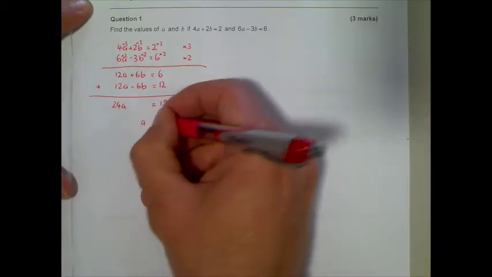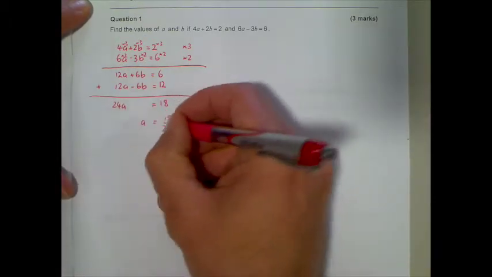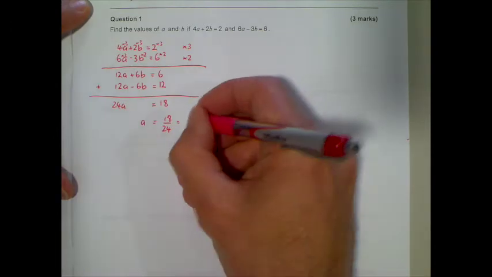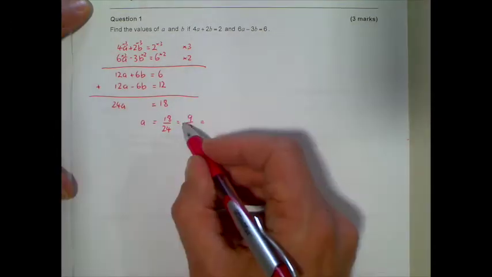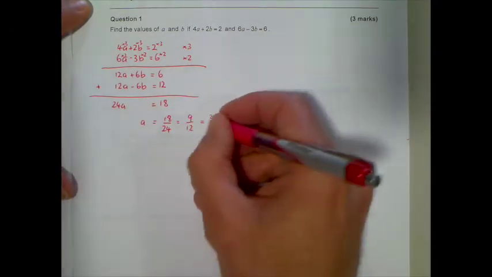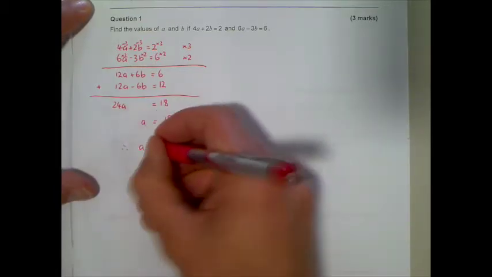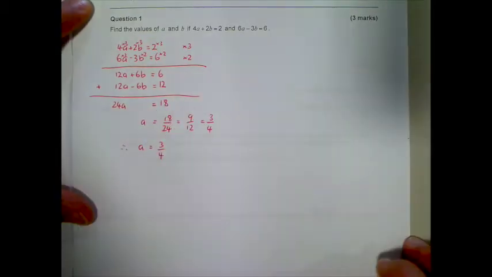Now that's pretty easy because all we've got to do now is just solve, guys. So we divide by 24 and we simplify that to 9 over 12, and then we go how many 3's go into 9, how many 3's go into 12, and we're left with a is equal to 3/4.